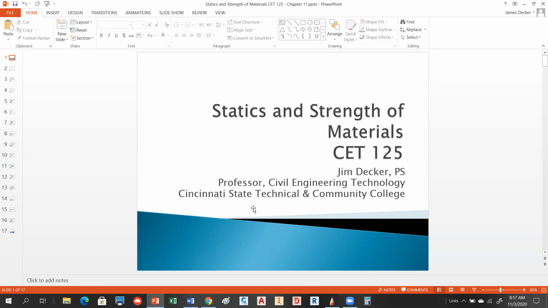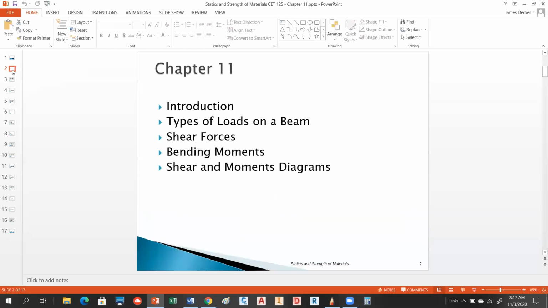All right, so we're going to take a look at chapter 11 today, which is dealing with beams, and it's exclusively dealing with a beam type member that you would see. And we're going to look at two things, what are called shear forces and bending moments, and then how they work together. So ultimately, we're going to be looking at this thing called shear moment diagrams. And as I said before, these are really simple once you understand the basic concepts of them.